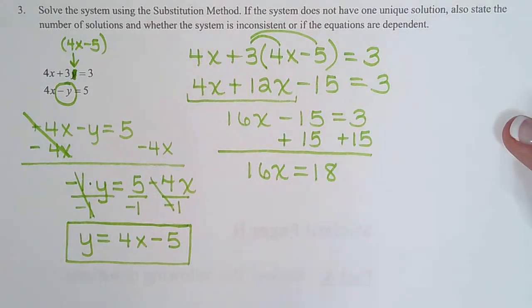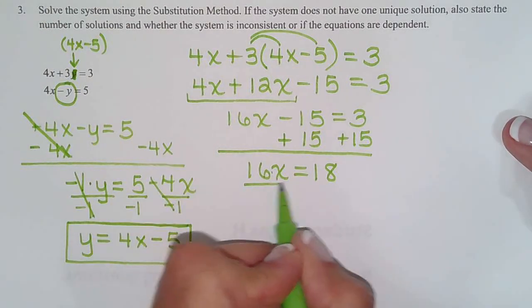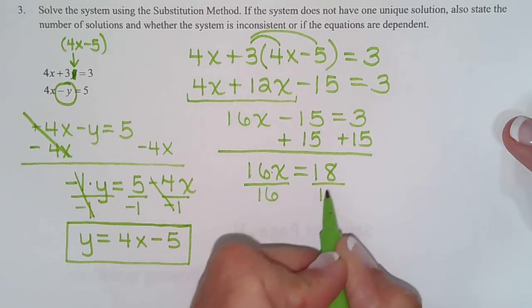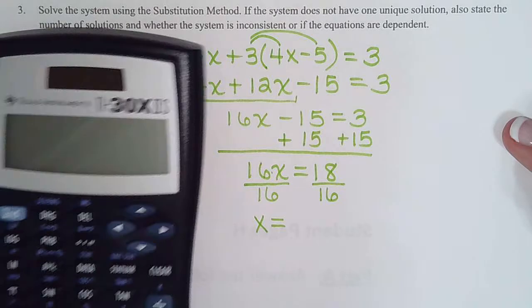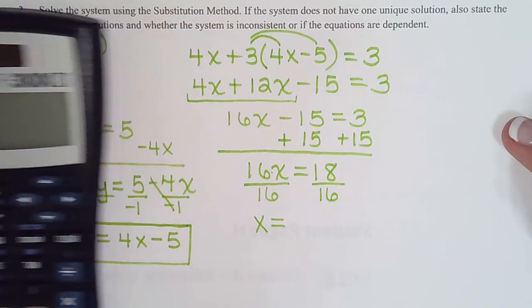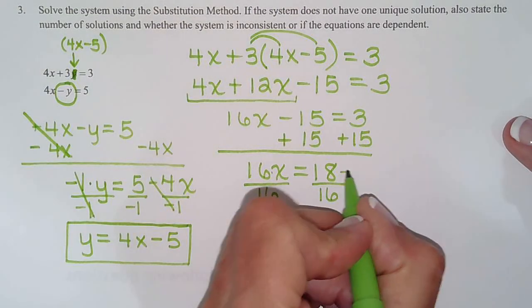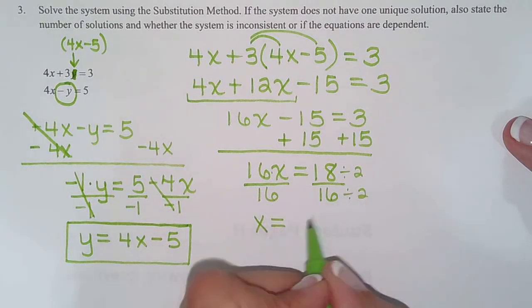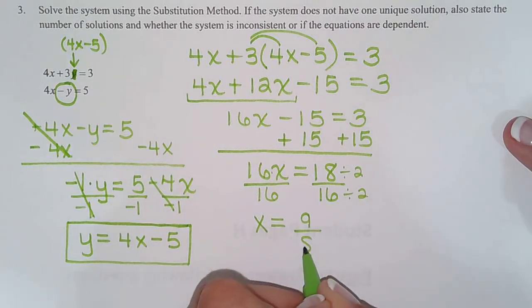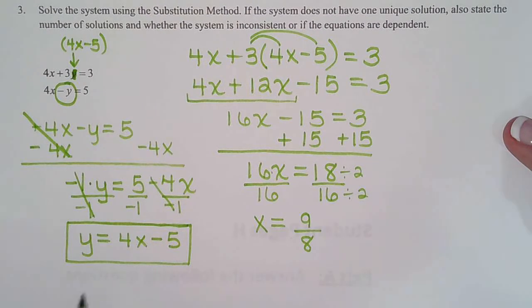So you can see this isn't going to be a nice pretty one like some of the others. So the opposite of times 16, divide by 16. So x equals, and usually we don't want a decimal, so it's better just to simplify the fraction. So they're both divisible by 2. So we get 9/8 as our x. So we know our ordered pair is going to be 9/8, comma, something.